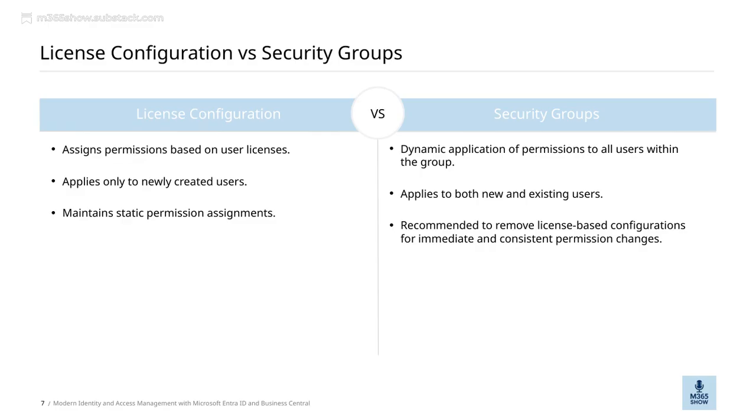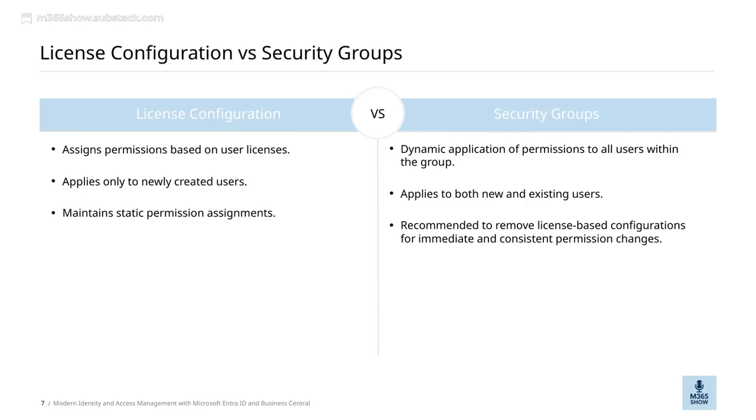Modern identity and access management, especially with Microsoft Entra ID and Business Central, relies heavily on how we assign permissions. When we talk about dynamic application of permissions to all users within a group, this means that any changes we make to the group's permissions automatically apply to every member. This approach works for both new users and those already in the system, making it very flexible and efficient.